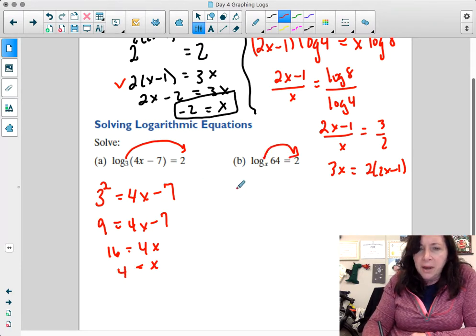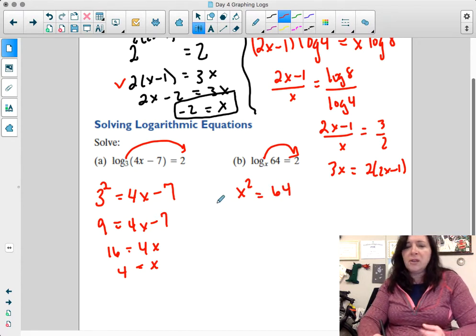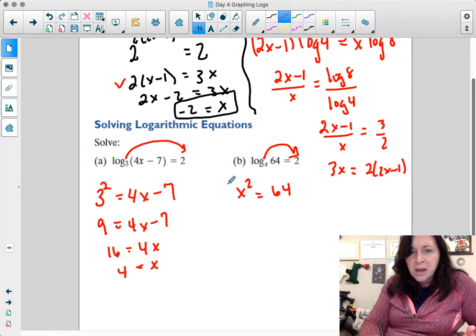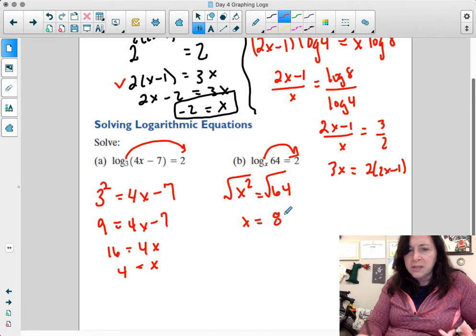x to the second power equals 64. Of course, in this problem, it is quadratic. You're not going to get the bases equal to each other. There's a couple of ways to solve this. One way to solve this is to square root both sides, okay? And so then you're going to get x equal to 8.